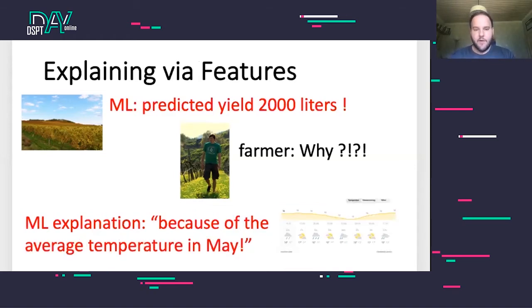Another example for an explanation might be pointing out certain features which are most relevant for the prediction. So one explanation could be: the prediction is 2,000 liters of yield because the average temperature in May was around 20 degrees. And based on the model that we used, this average temperature resulted in a prediction of 2,000 liters.